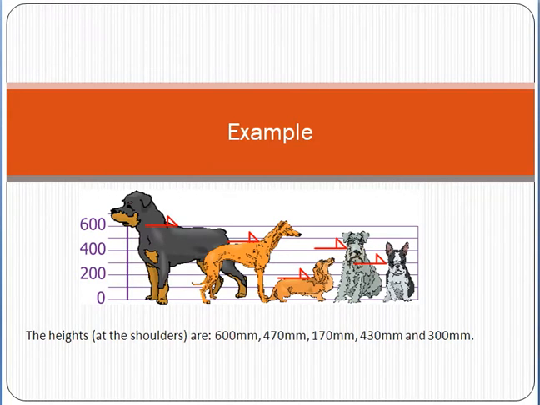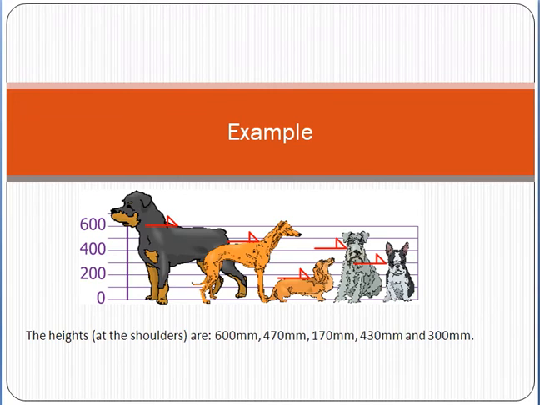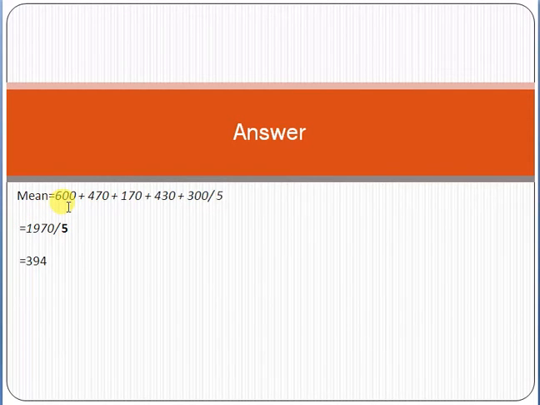So first of all, we have to calculate the mean value. What we will do is sum up all these values and divide by 5. It will become 394. So the mean means the average value.